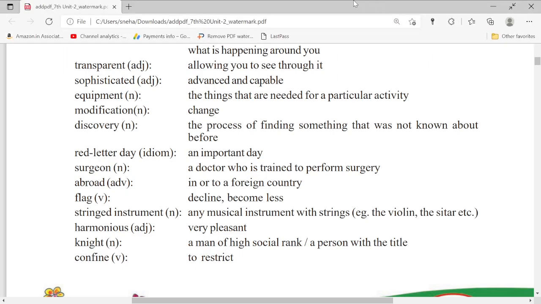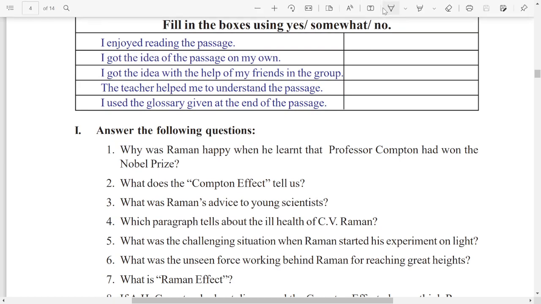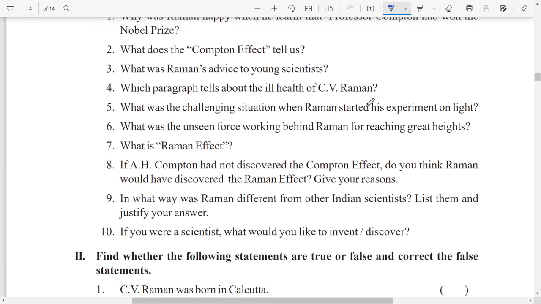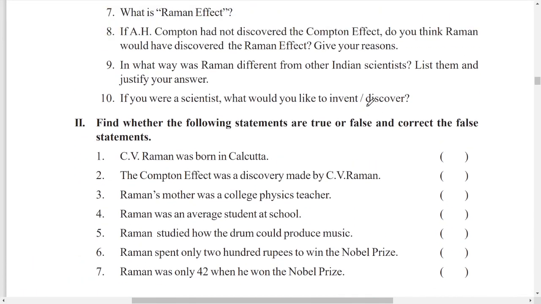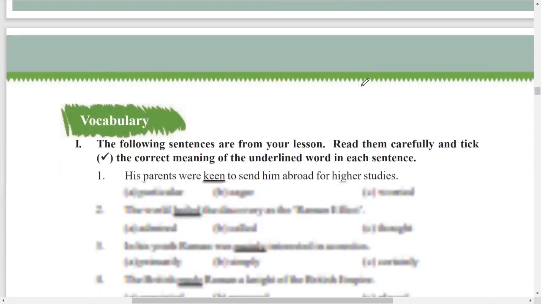Okay, next, coming to these question and answers, go through these question and answers once, all these questions that are given, and below that you have: find whether the following statements are true or false. Correct the false statements. So once you have read the lesson, after reading the lesson, these are quite easy ones, just which is true, which is false. This is not completely of the grammar. Okay, this is a kind of reading comprehension. So make note of all these points and write which is correct and which is wrong.